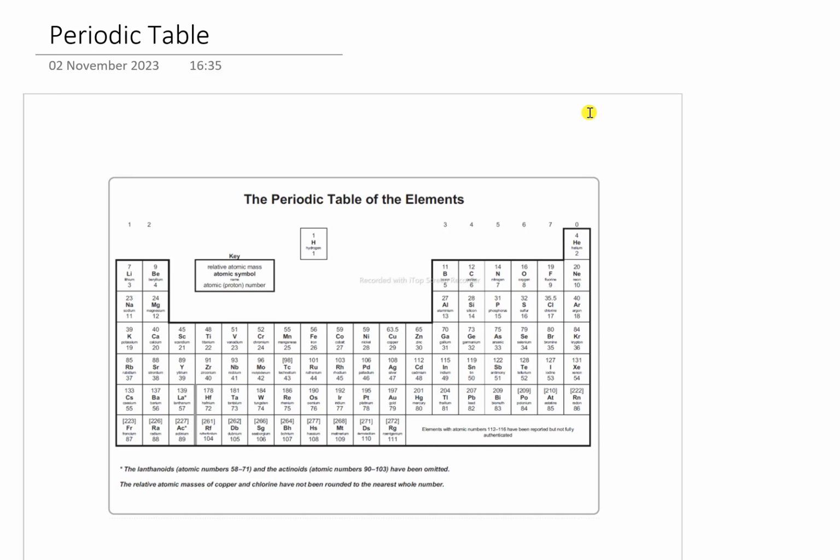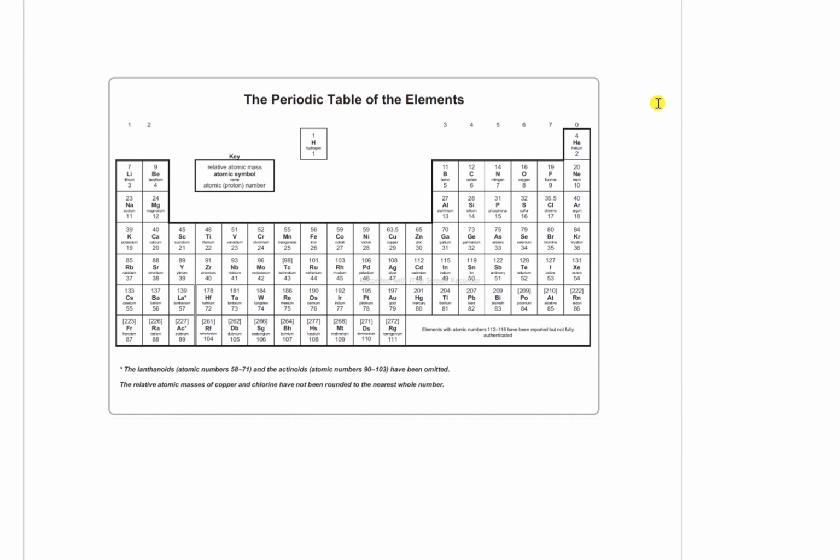Right, we're just going to look at what ions each group forms. This is how you remember it. Positive 1 ion, positive 2 ion, positive 3 ion. We're not interested in group 4, it's too difficult for us. Then you've got negative 3 ion, negative 2 ion, negative 1 ion.